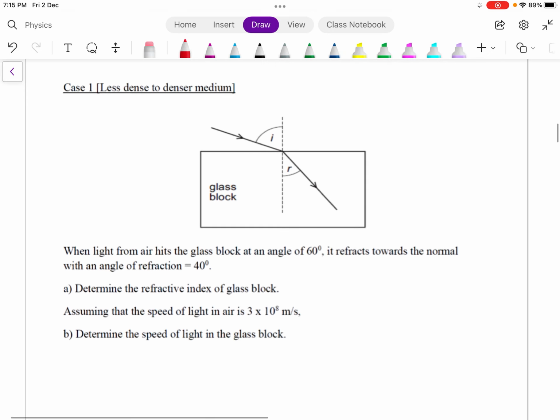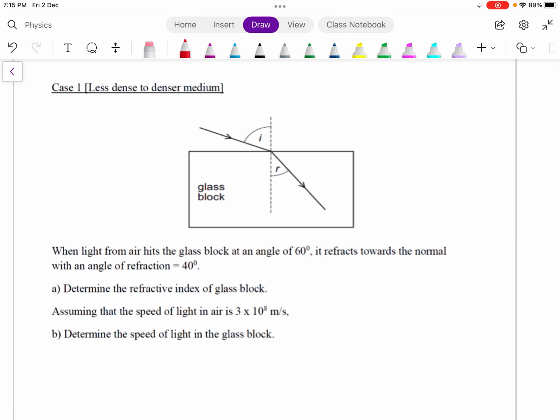Let's take a look at case 1, where we have light going from a less dense to a denser medium. You can pause this video to try this question yourself first. After you try it yourself, you can continue the video and I'll go through this question together with you.